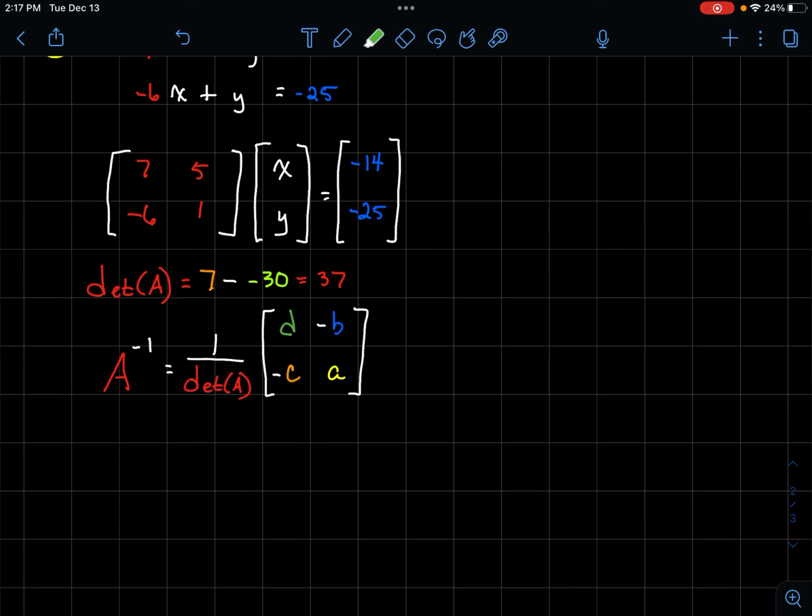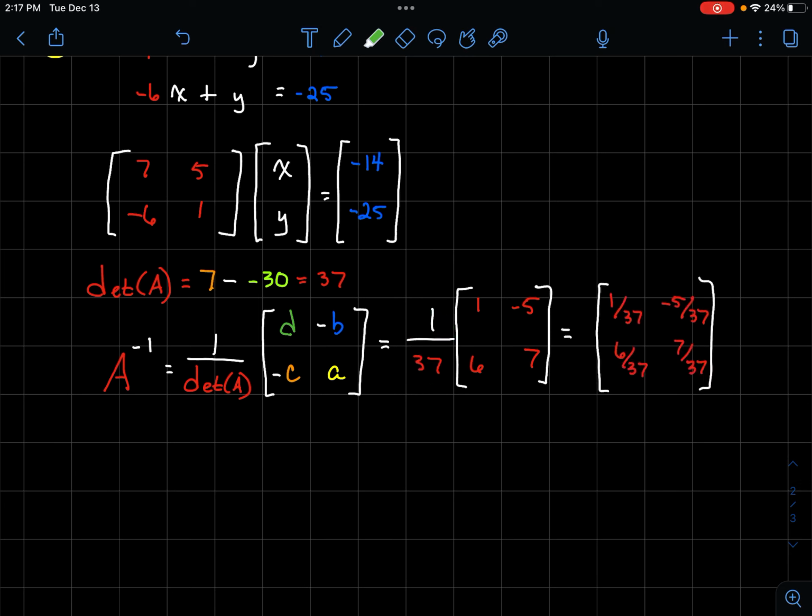How do we find that inverse? Well, to remind you, A inverse is 1 over that determinant, and we will switch the A and the D, and we will also change the sign of the C and the B elements in the given matrix. So 1 over my determinant of 37, trade places with the 7 and the 1, and since 5 is positive in the original matrix, it'll be negative 5, and since 6 is negative in the original matrix, we'll change the sign to 6. We will take our scalar here, because that's just a number, distribute it through the matrix, and this gives us our inverse matrix.